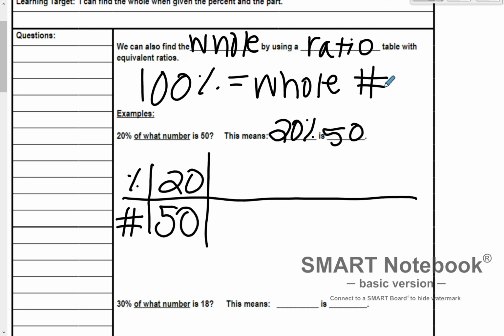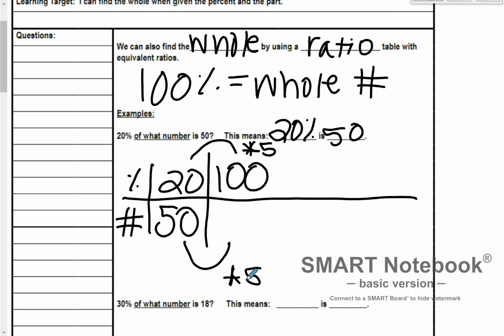Okay, so to get 20% to be 100, we could either count by 20s, like 20, 40, 60, 80, 100, and then on the bottom we could count by 50s, 50, 100, 150, 200, and so on. Or you can go straight there. I know that I can go straight from 20% to 100% by multiplying by 5. I have to do the same thing on the bottom. Whatever I do to one number in the ratio, I have to do to the other number. 50 times 5, I'm going to ignore that 0 and do 5 times 5, which is 25, and then add that 0 back on. Okay, so our answer is 250.